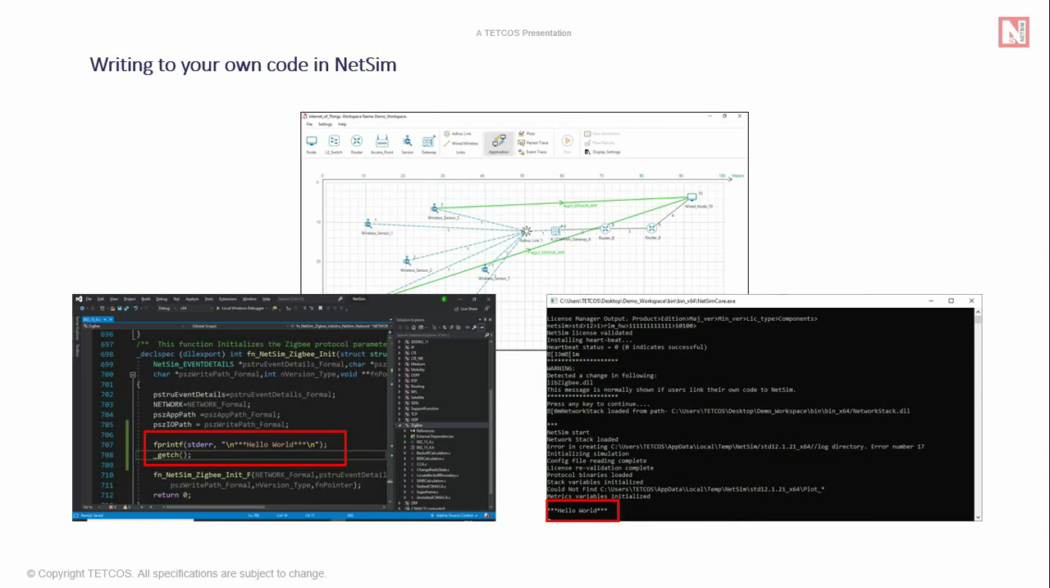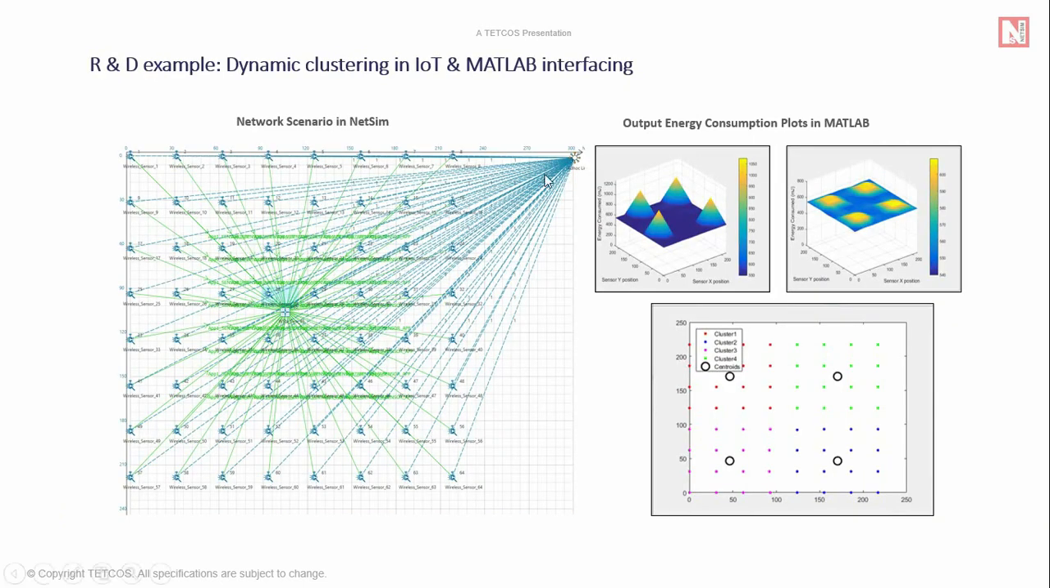We next move on to an R&D example featuring dynamic clustering of sensors in an IoT network. In this, we will show how NetSim and MATLAB are interfaced to perform co-simulations. Here we apply clustering on a wireless sensor network comprising 64 sensors uniformly distributed in the simulation environment. All sensors initially have equal battery levels.